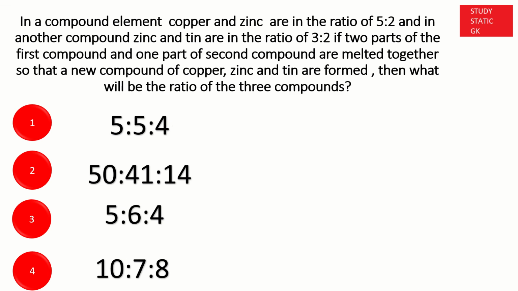So next question. In a compound, copper and zinc are in the ratio of 5:2, and in another compound, zinc and tin are in the ratio of 3:2. If two parts of the first compound and one part of the second compound are melted together so that a new compound of copper, zinc and tin is formed, then what will be the ratio of the three metals? Okay. So in the first compound, copper and zinc are in the ratio of 5:2. In the second compound, zinc and tin are in the ratio of 3:2.